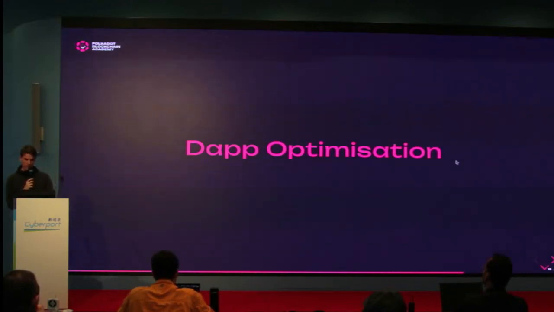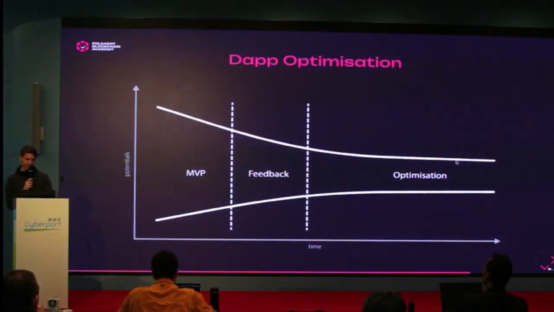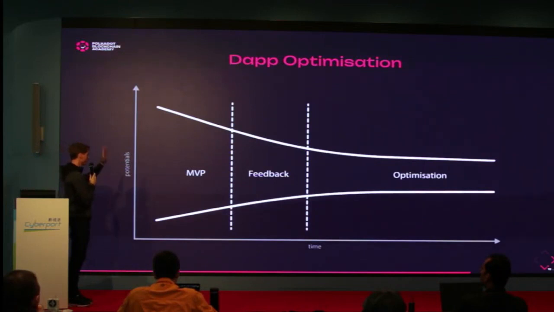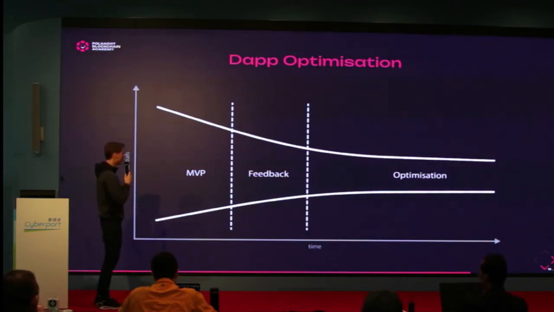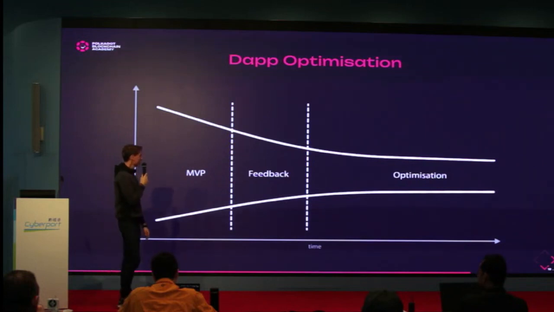So, Dapp optimization. Dapp development is a very agile process, and this is a very simplified representation of how a Dapp is developed. In the early stages, we're determining which features we would like in our Dapp, what works well, and there's lots of potential in this step. So we release our minimum viable product. The key here then is to listen to feedback from the community.